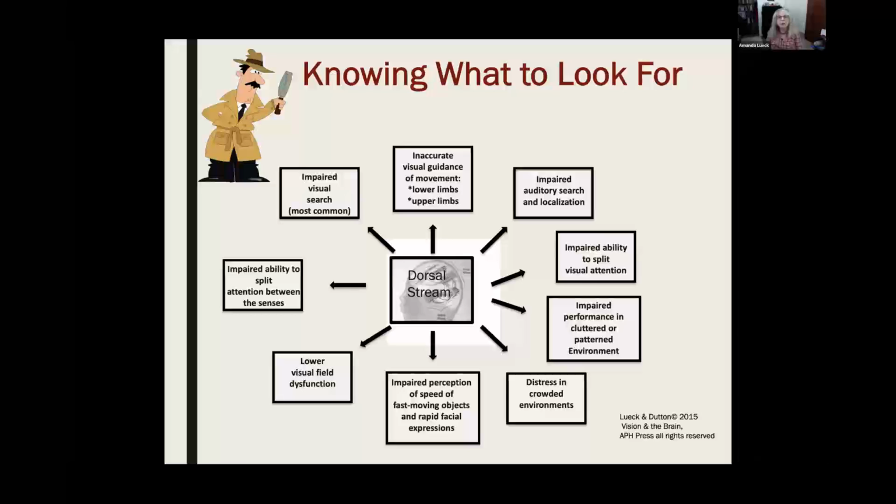So a common one is impaired visual search. And if a child has impaired visual search, you can also look for inaccurate visual guidance of movement of the lower or the upper limbs, impaired auditory search and localization, impaired ability to split visual attention, impaired performance in cluttered or patterned environments, distress in crowded environments, such as going into a crowded cafeteria or a busy grocery store or a busy movie theater or shopping center, impaired perception of speed of fast-moving objects and rapid facial expressions.